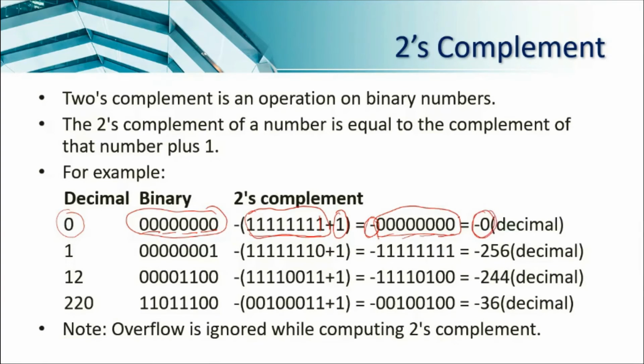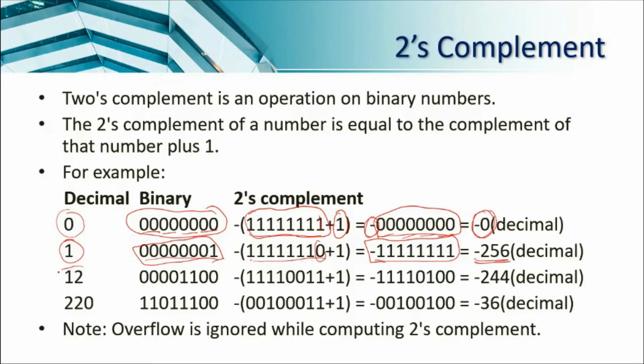Then in the case of 1, we have 7 zeros and 1. That is the binary representation. Then we take the 2's complement. We take the complement of this, that is 1, 1, 1, 1, 1, 1, 1, 0. So that is the complement. Then we add a 1 to it, so 0 plus 1 becomes 1. So this particular number is minus of 256 in decimal. That is, the 2's complement of 1 is minus 256.